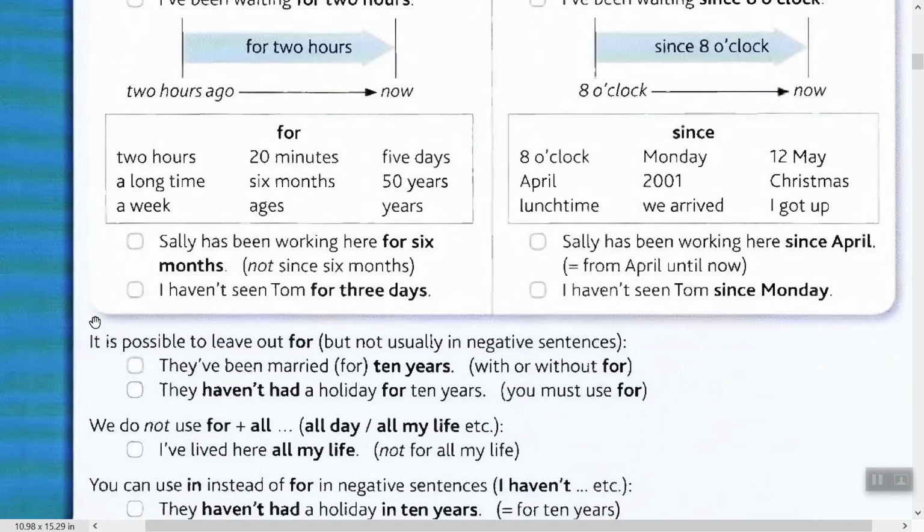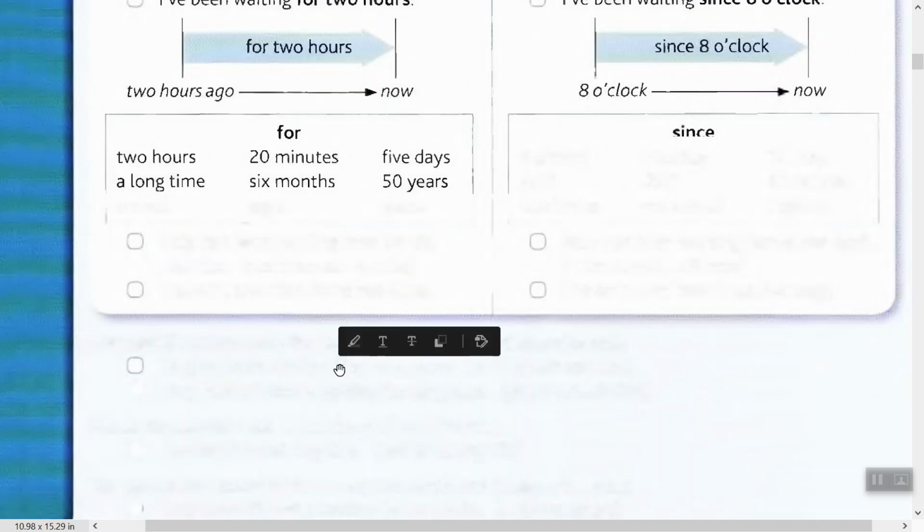Here we have some notes. Number 1, it is possible to leave out, which means delete, omit, drop, for, but not usually in negative sentences. Not in negative sentences, in positive sentences. For example, they've been married for 10 years. With or without for, it's okay. Here we have a practice. This is in English, we call it a practice.